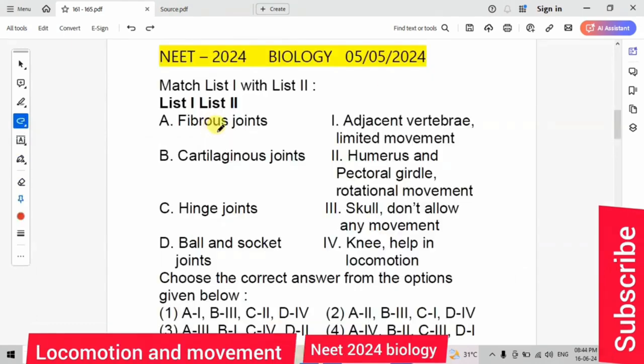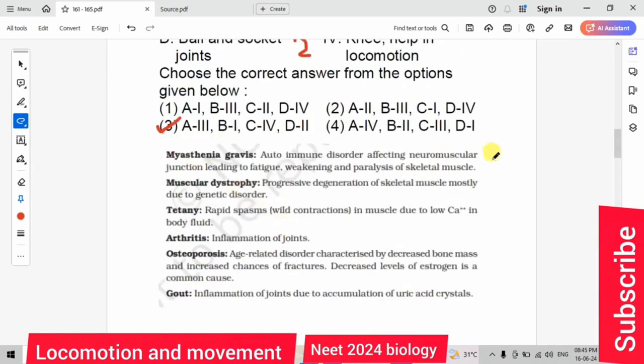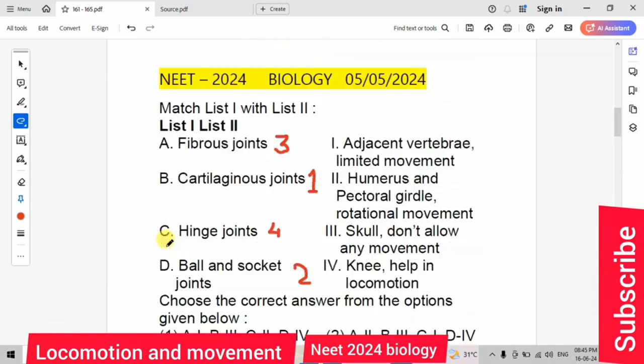Match the following. Fibrous joints, it is 3, present in skull, do not allow any movement. Next, B is cartilaginous joint, 1, adjacent vertebrae, limited in movement. Next, hinge joint, it is 4, knees, helps in locomotion. Next, D, ball and socket joint is in between the humerus and pectoral girdle, helps in rotational movement, and it is option 3, 3142 is the answer. And this is from the chapter known as locomotion and movement.